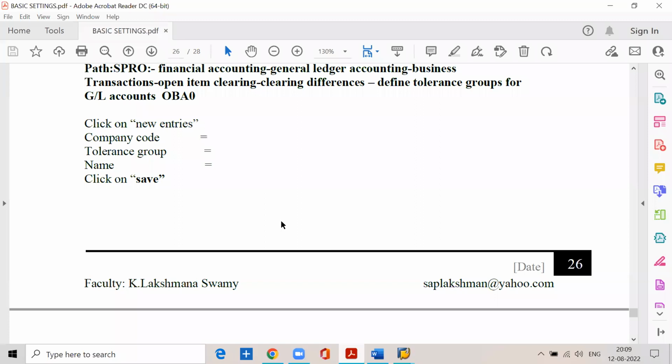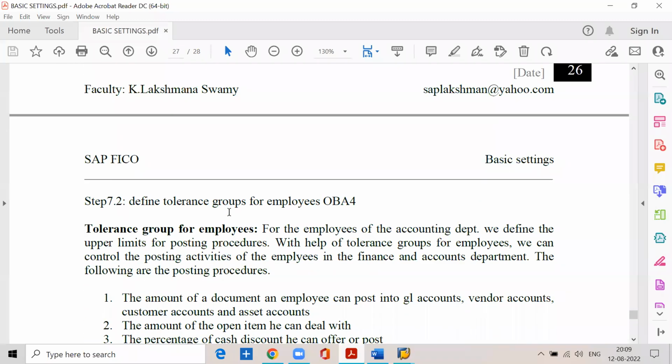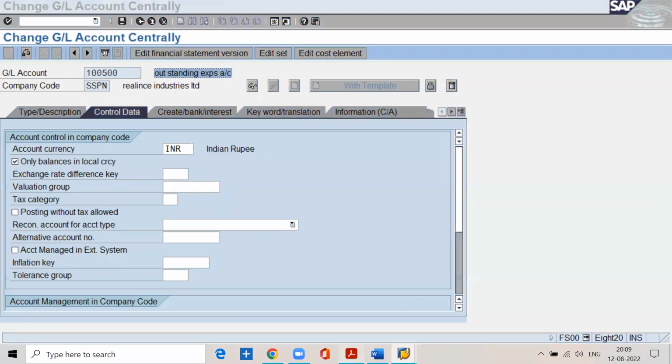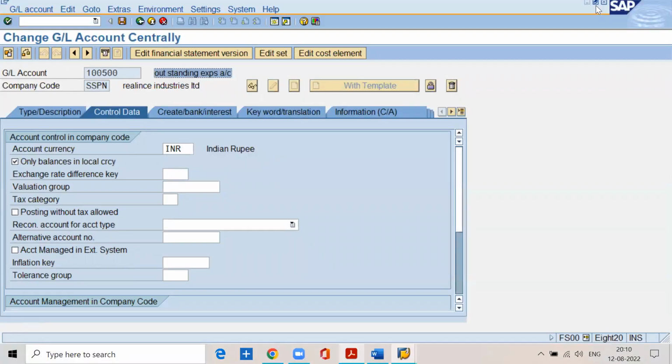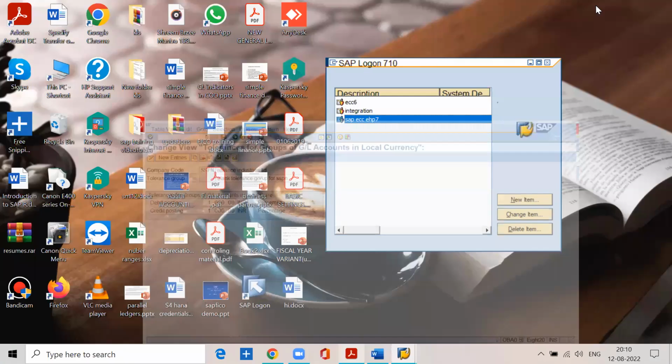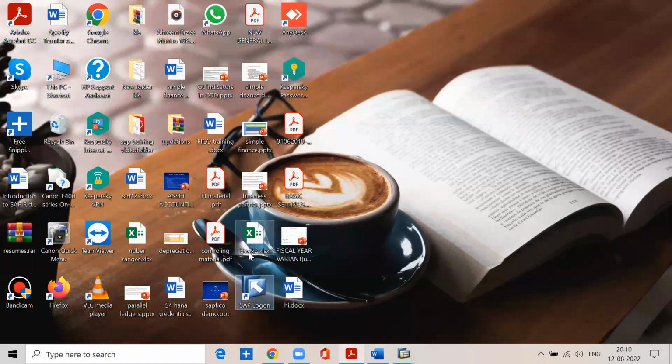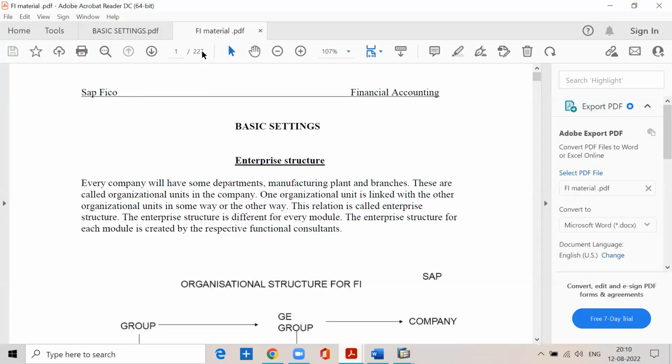Clear? Now, the next topic is define tolerance groups for employees, right? This topic again will take more than 40 minutes. This we will discuss in Monday class. Monday, we complete this basic settings, okay? Then I will send you the complete FI material, which contains 227 pages, okay?